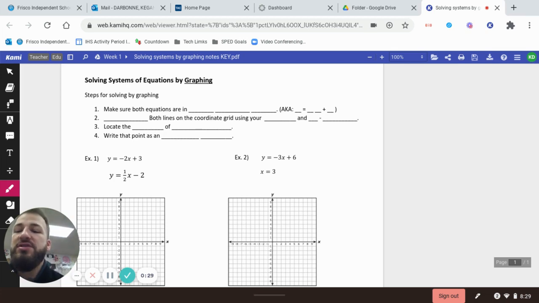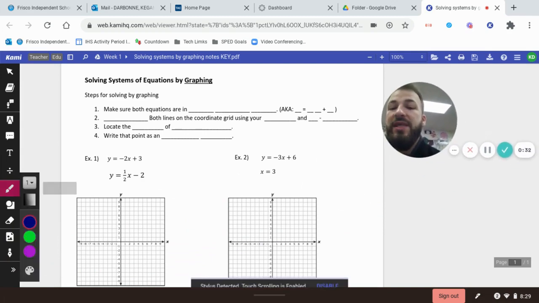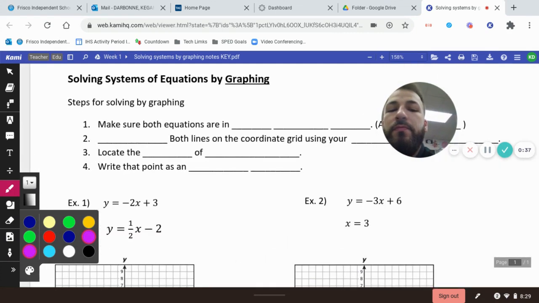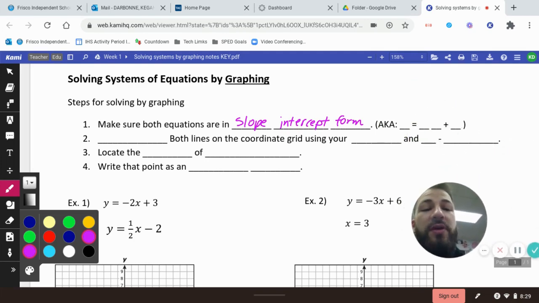And to be able to graph these functions, we need to make sure that they are in slope-intercept form. And in case you forgot what slope-intercept form is, that is just our y equals mx plus b. And the reason why we need this is because we use the slope and the y-intercept to graph. Okay. So we're going to work kind of as we fill out our steps for solving by graphing, we're going to work through example 1 at the same time.